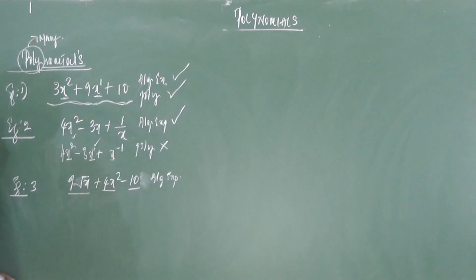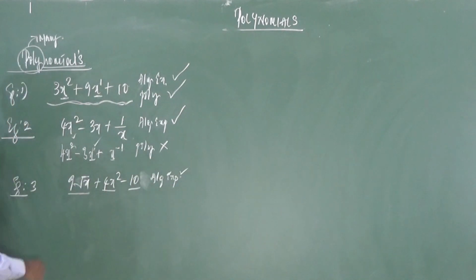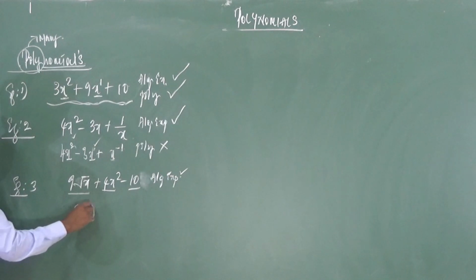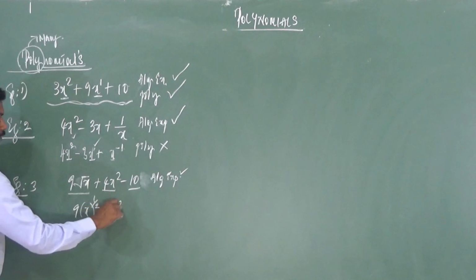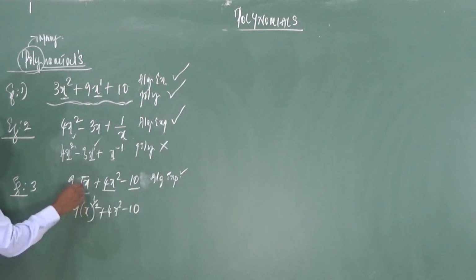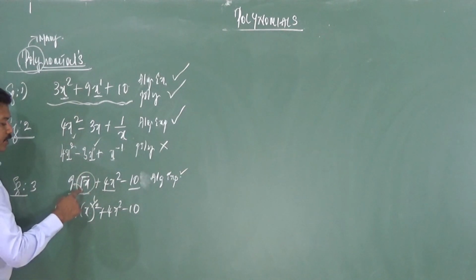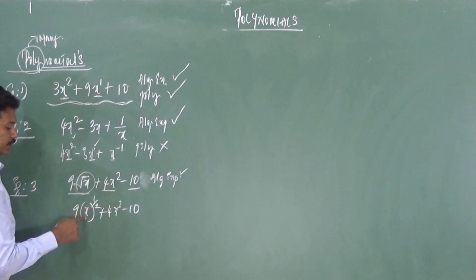Now, let us check whether it is a polynomial or not. Okay, it's an algebraic expression. So, I will rewrite this: 9 into x to the power 1 by 2, plus 4x square minus 10. Root x is a surd actually. Root x is an irrational number. The exponential form of root x is x to the power 1 by 2.